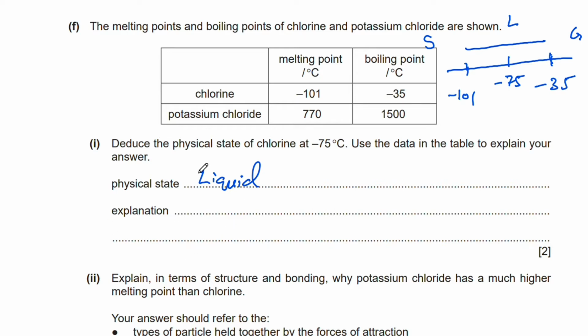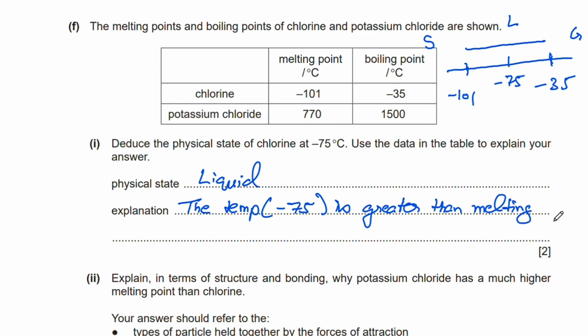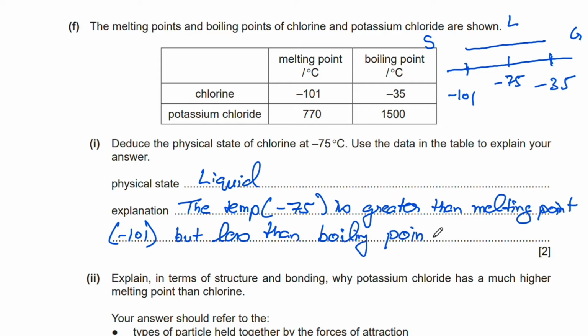Explanation. So the explanation is just the same as I have explained it. So what you will write: the given temperature, which is minus 75 degrees, is greater than the melting point, which is minus 101, but less than the boiling point, which is minus 35 degrees Celsius.